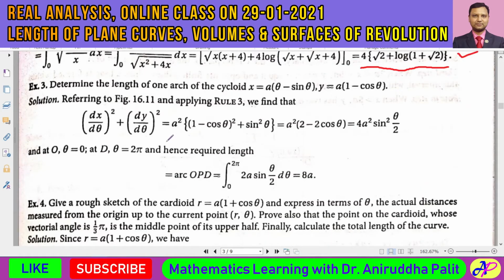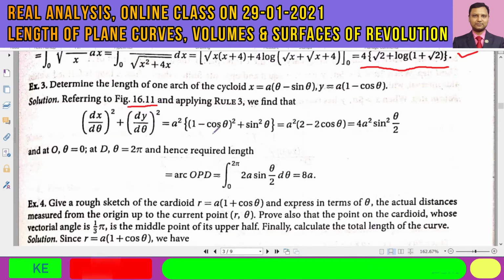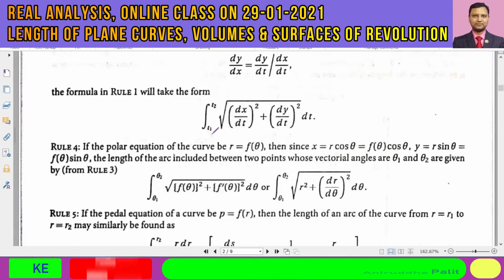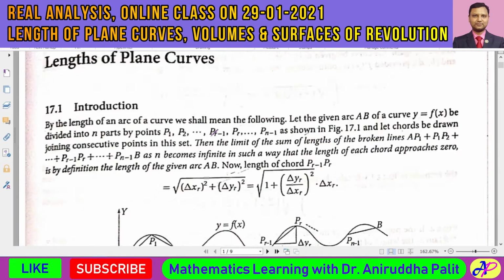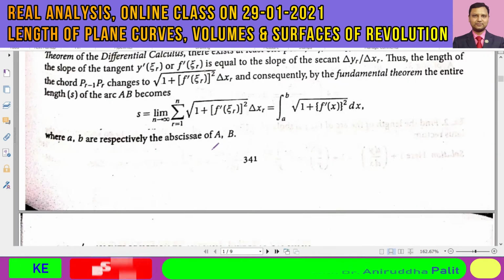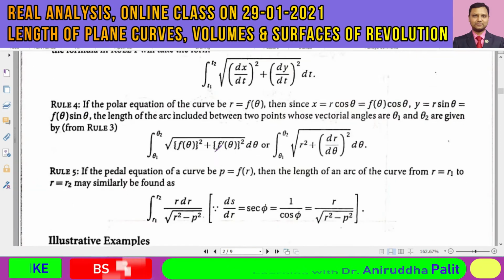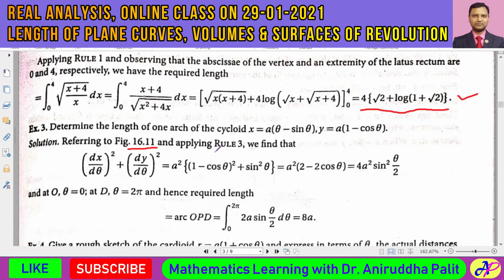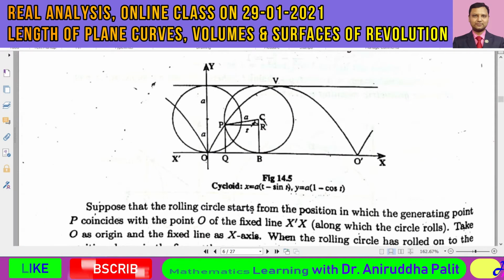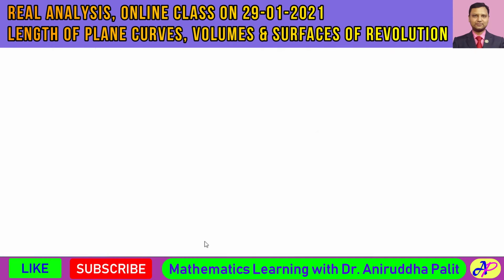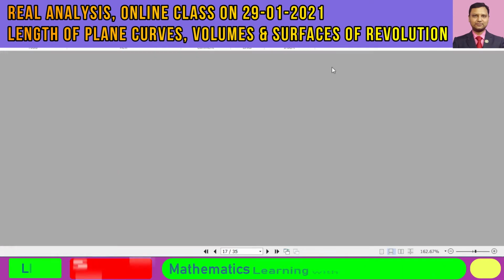You can also consider this figure 16.11. Where is that figure? Let me see. 16.11, this is actually chapter number 17. 16 is the figures chapter. Let me show you the figure over here. The figure of the cycloid, as I told you earlier in the last day. Let me show you the picture. This is the cycloid, and the question says that, let me close this file.